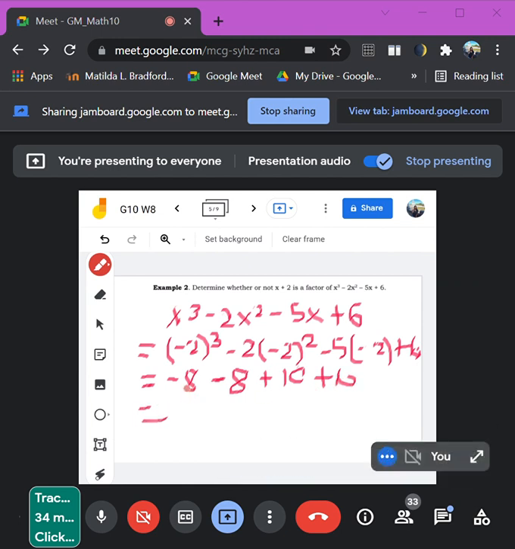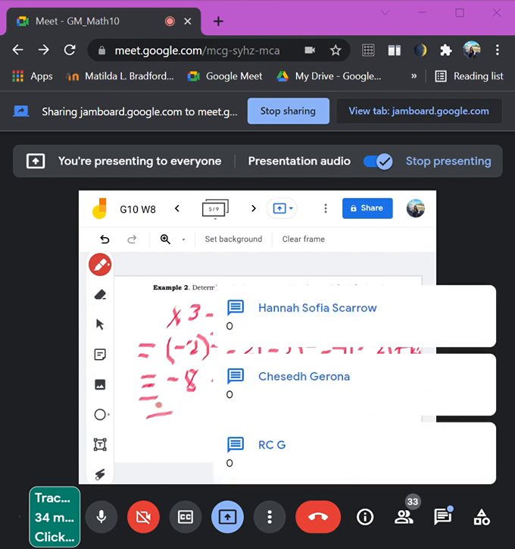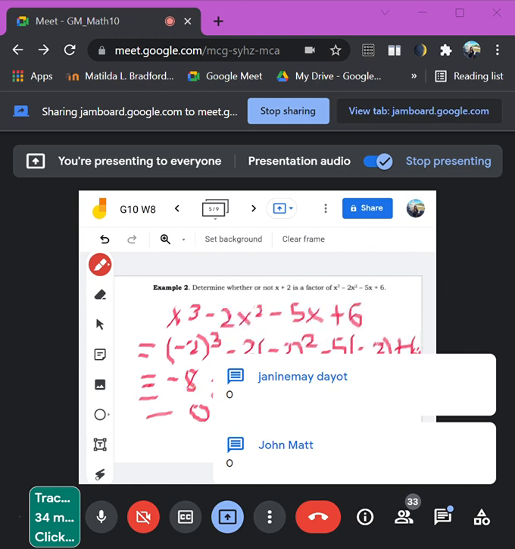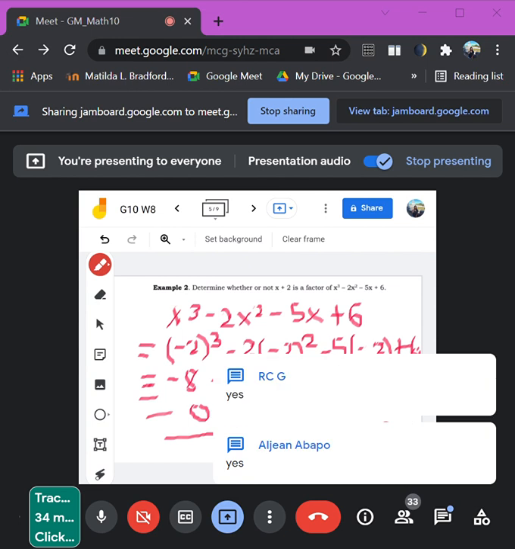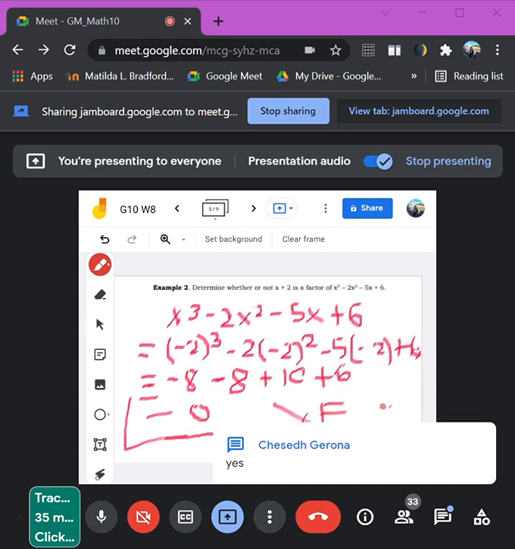So, what is the result, class? Negative 8 minus 8 plus 10 plus 6. Is it 16? Okay, that is 0. Negative 8 minus 8, that is negative 16, and then plus positive 16, so that is 0. So since our remainder is 0, class, is x plus 2 a factor of x cubed minus 2x squared minus 5x plus 6? That is yes. So our answer there is yes.